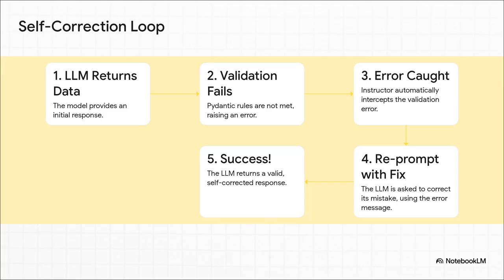Now, here is Instructor's killer feature. It's this incredible self-correction loop. Let's say the AI returns data that fails your validation rules. Well, Instructor doesn't just crash and burn. No, it automatically catches that error, feeds the error message right back to the AI, and basically says, hey, you messed this up, here's why, now fix it. It's a self-healing system that just dramatically boosts reliability.